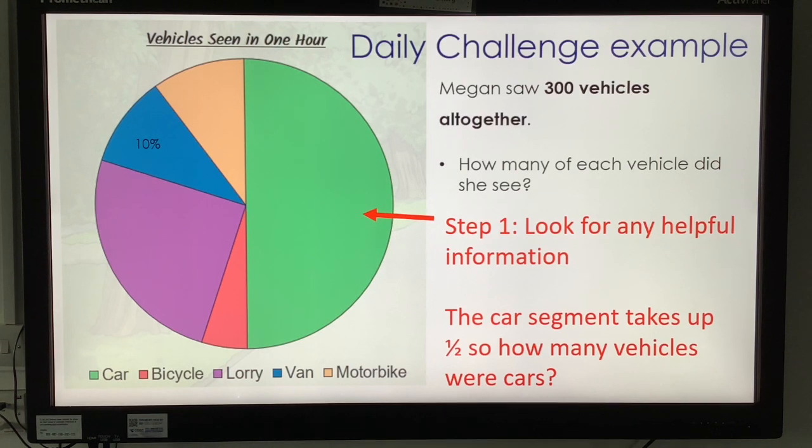So I'm going to go through a daily challenge example with you today, and then there's one for you to do together. A little bit like yesterday, this relies on you finding key pieces of information to piece it together, a bit like a puzzle.